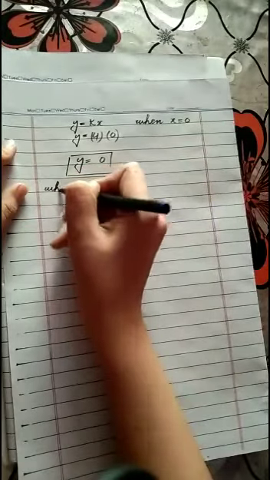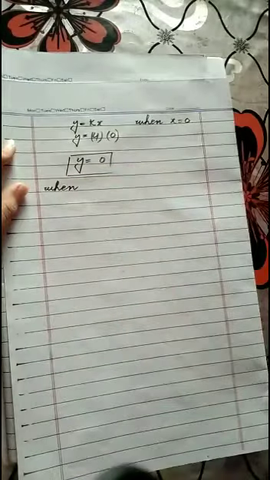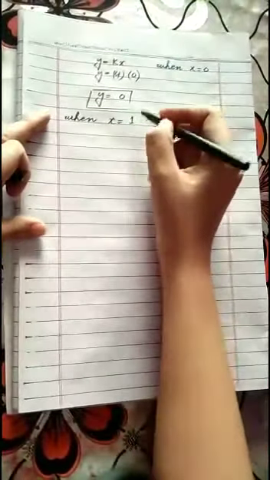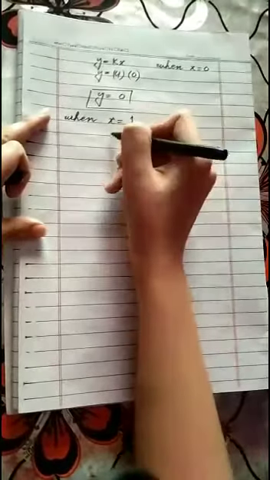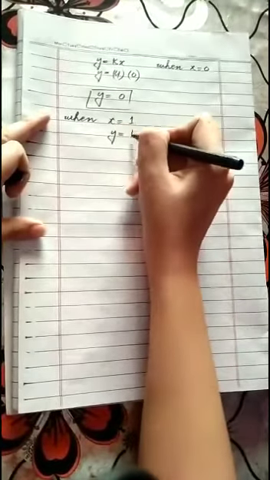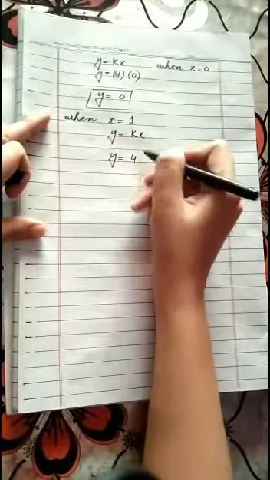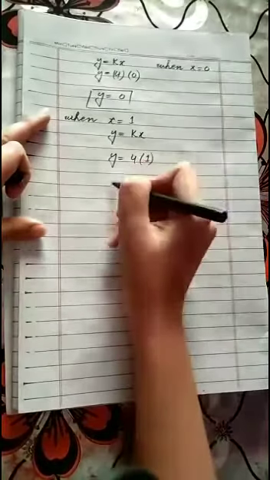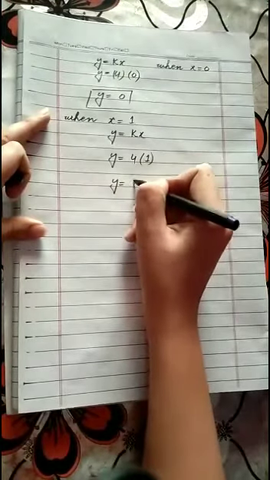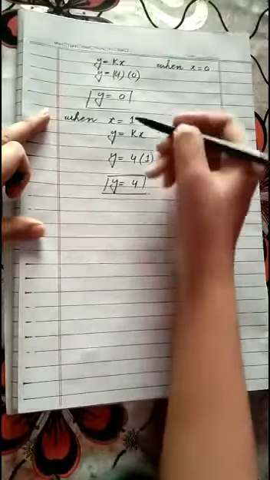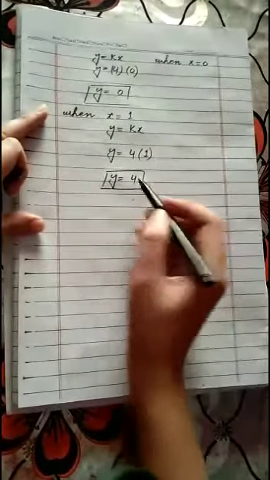Now we are basically placing x values. When we consider x is equal to 1, placing it again in the same equation, we have to find what y we get. y is equal to kx. What is k? It is 4, and x we put as 1. So y is equal to 4 times 1, which is 4. When x is equal to 1, we got y is equal to 4.